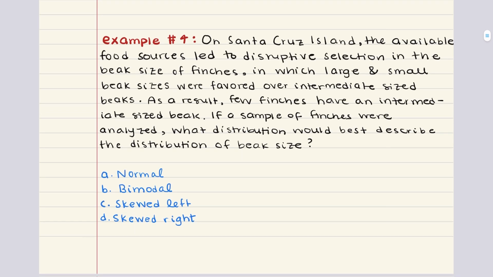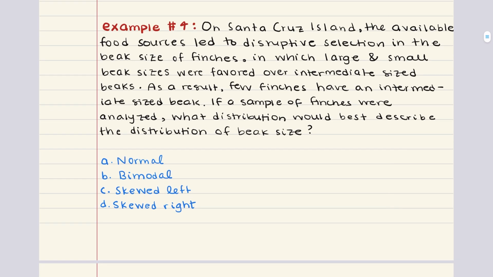Problem 4 says, on Santa Cruz Island, the available food sources lead to disruptive selection in the beak size of finches, in which large and small beak sizes were favored over intermediate-sized beaks. As a result, few finches have an intermediate-sized beak. If a sample of finches were analyzed, what distribution best describes the distribution of beak size?